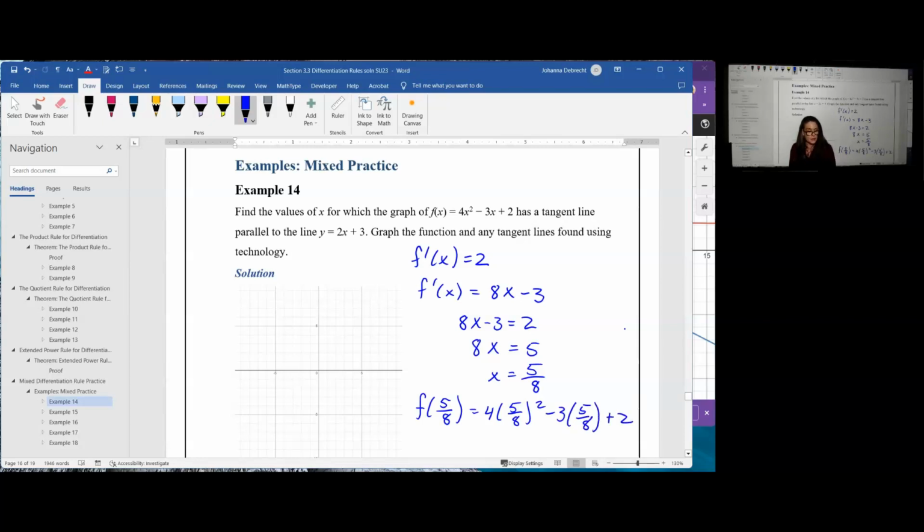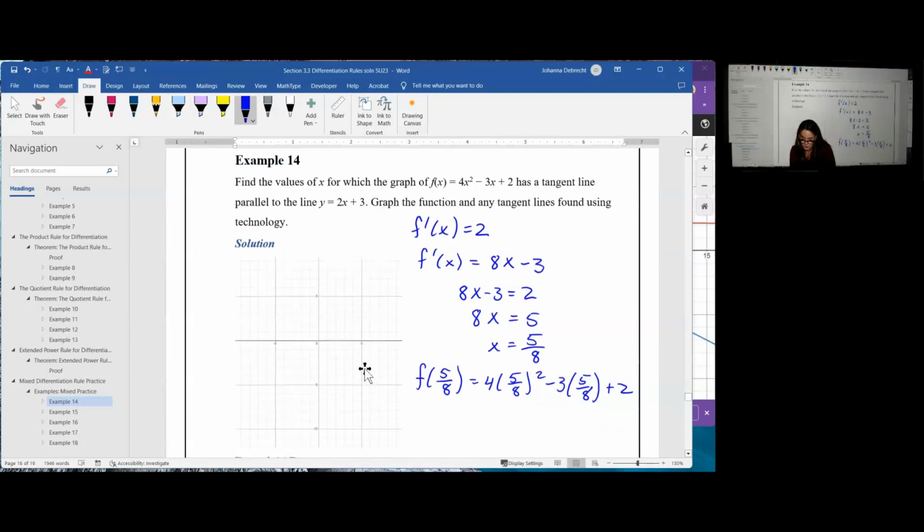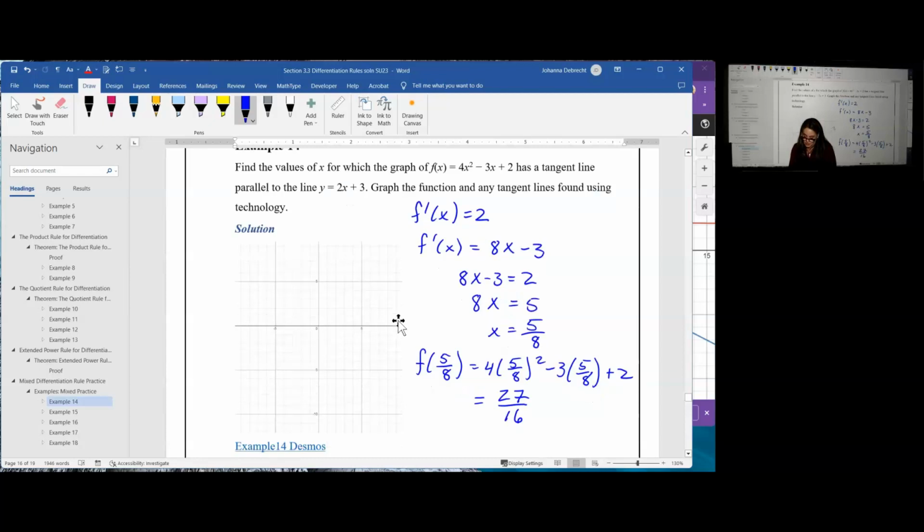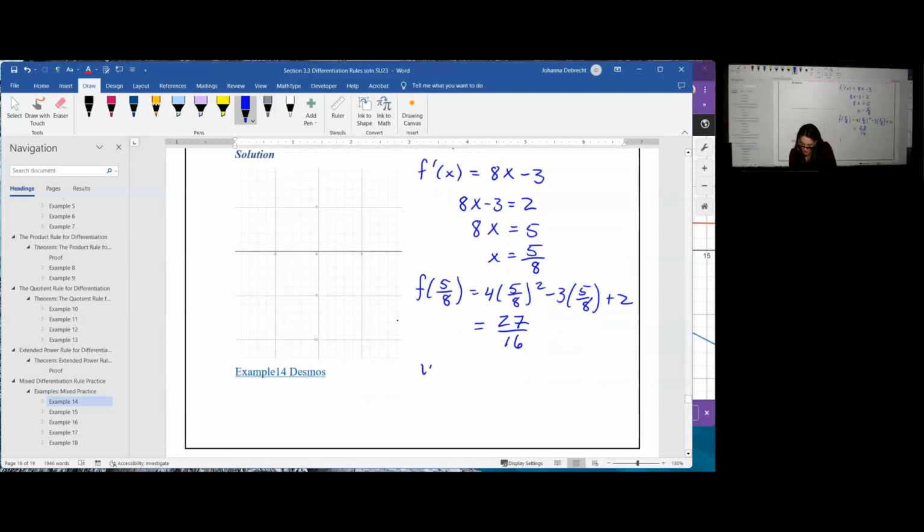If you go ahead and multiply this out, you should come up with the value of 27 divided by 16. Then I know that the tangent line is going to be given by y minus 27 divided by 16 equal to the slope of my tangent line, 2, times quantity x minus 5/8.